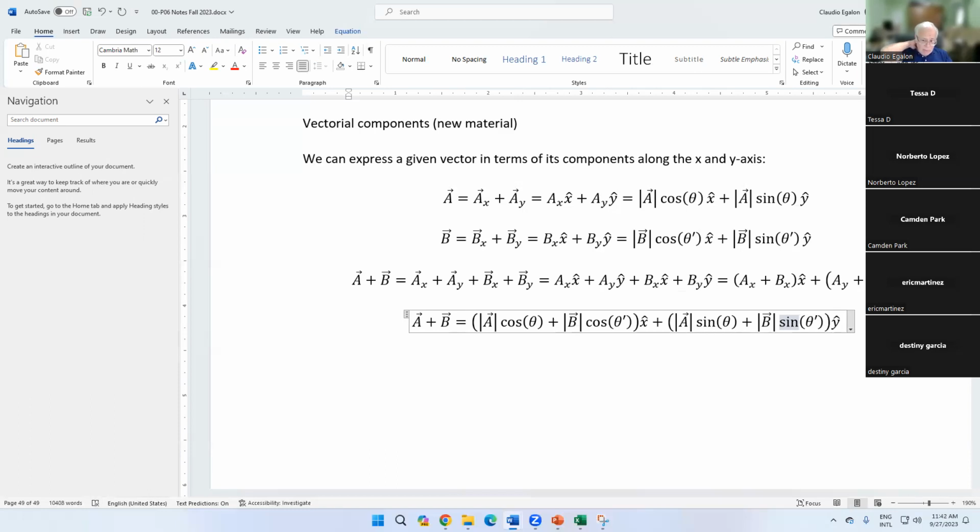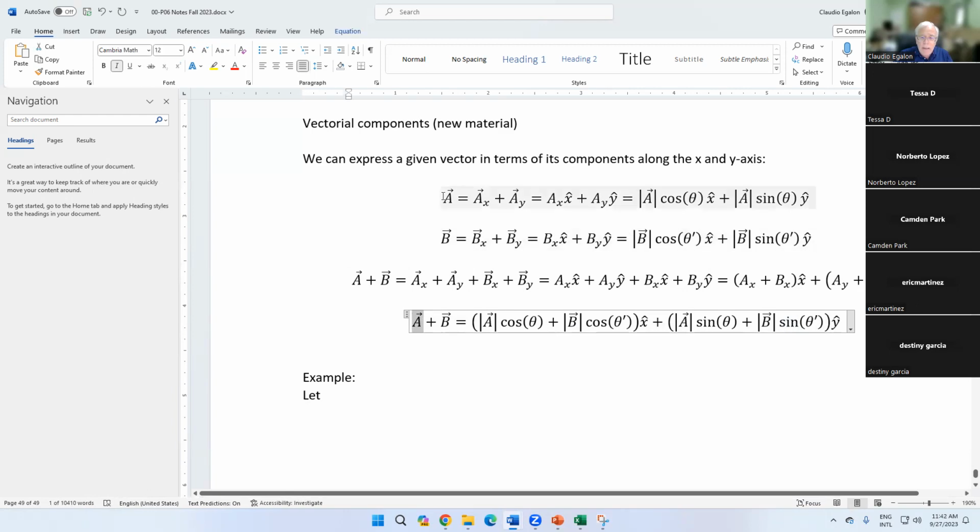And we can come up with some examples. Now we have a mathematical technique that's more straightforward to calculate the resulting vector, instead of using the cosine laws, instead of using the graphical representation.